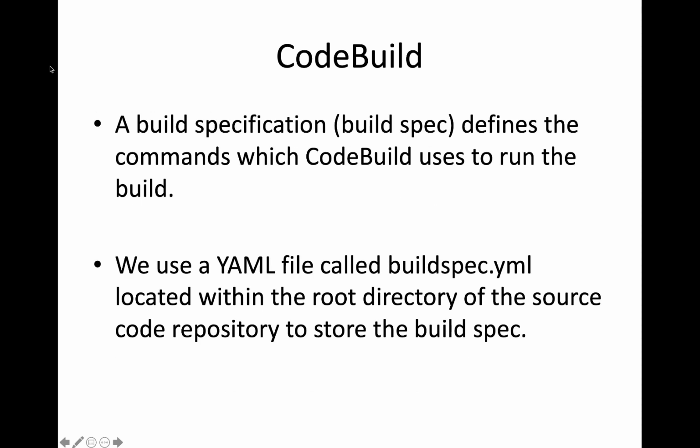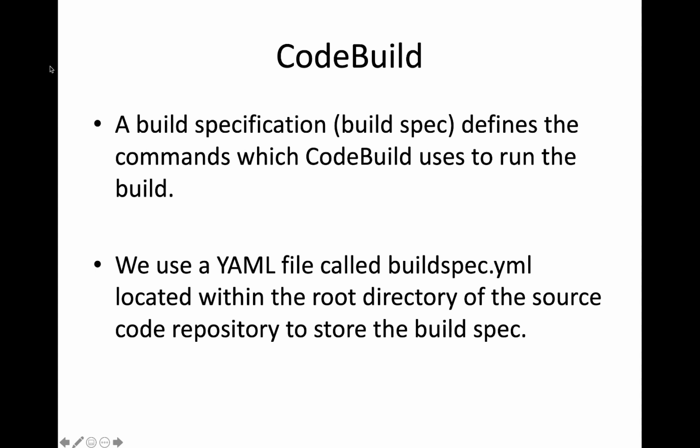The build project and this process is supported by what we call a build specification. The build specification defines the set of commands that the CodeBuild environment will use to actually run the build. The build specification is defined within a YAML file called the buildspec file, buildspec.yaml. And that is typically located within the root directory of your source code repository.